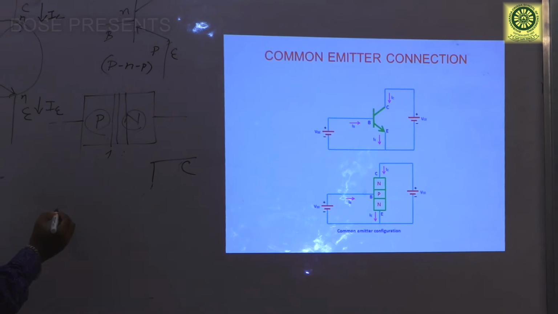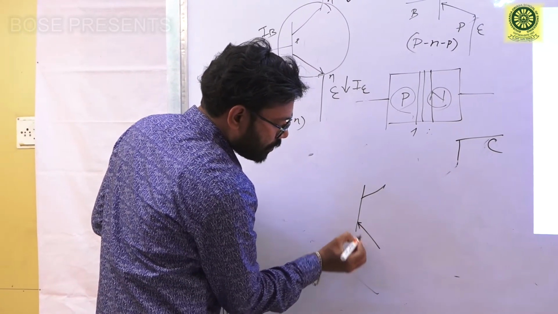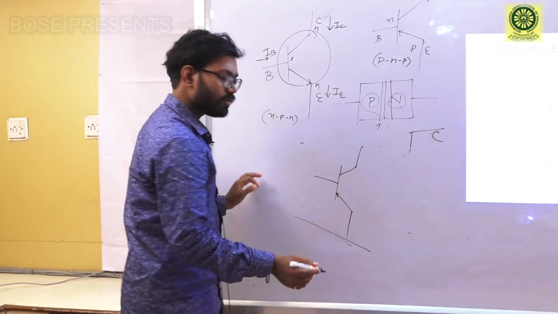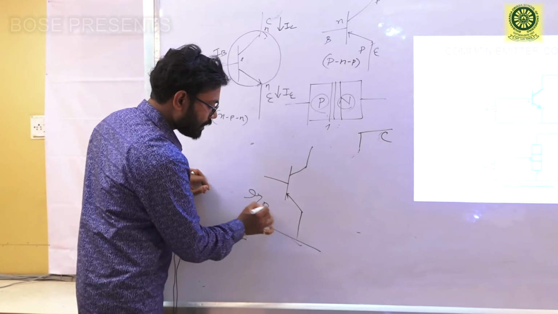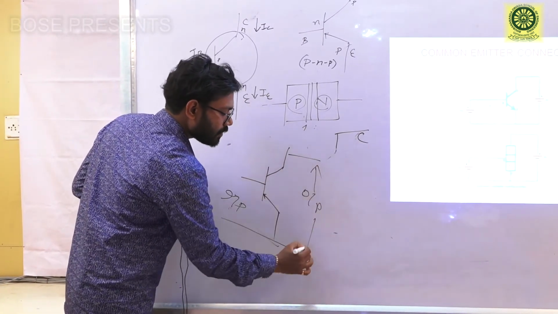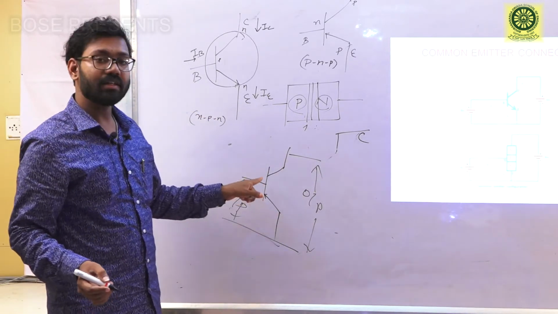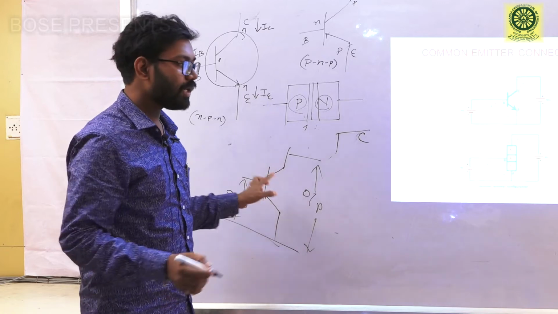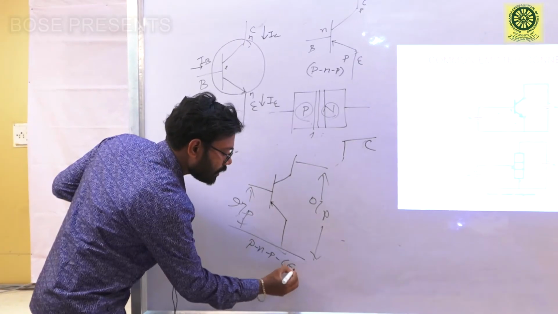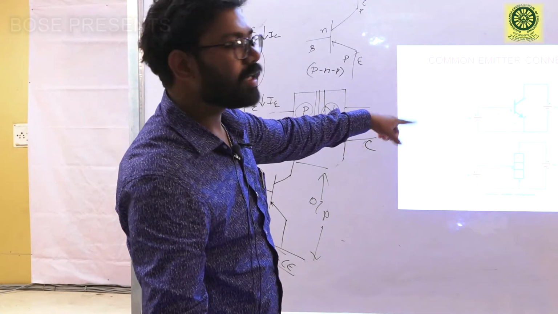For PNP, just draw the symbol. In the case of PNP, the arrow mark is inward. In this case we are giving the input here and taking the output over here. So this is the PNP common emitter configuration. So this is the common emitter type.